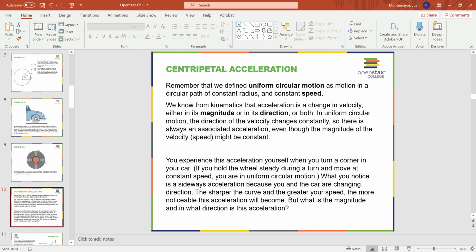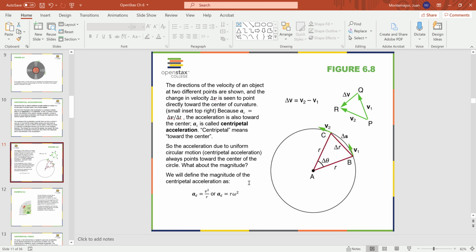If you hold the wheel steady during a turn and move at a constant speed, you are in uniform circular motion. What you notice is a sideways acceleration because you and the car are changing direction. The sharper the curve and the greater the speed, the more noticeable this acceleration will become. But what is the magnitude and in what direction is this acceleration? So here the directions of the velocity of an object at two different points are shown, and the change in velocity, delta v, is seen to point directly towards the center of the curvature.